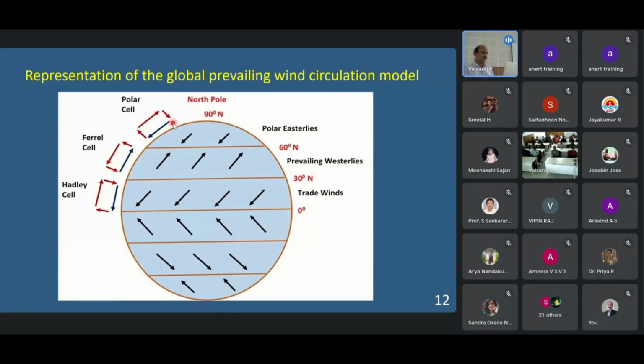So here, near the surface, the wind flow will be like this. Here it will be the reverse, and here it will be like this. Similarly, in the southern hemisphere. So approximately we can put them within these ranges of latitude. These are called polar easterlies, prevailing westerlies, and trade winds.